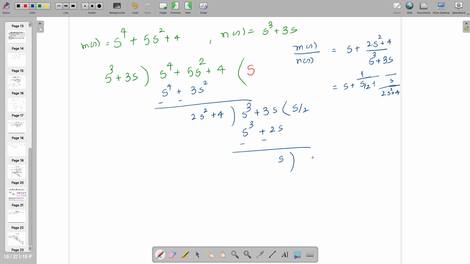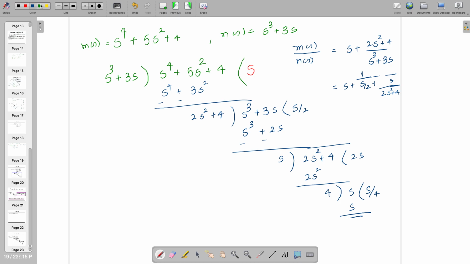So then you have to again divide it with this one. So then you can do it with 2s. That will give you 2s square, and 4. 4 has to be divided by s. So this is 4 by s. So s by 4. So that is giving me, and this is u, right? Yep.